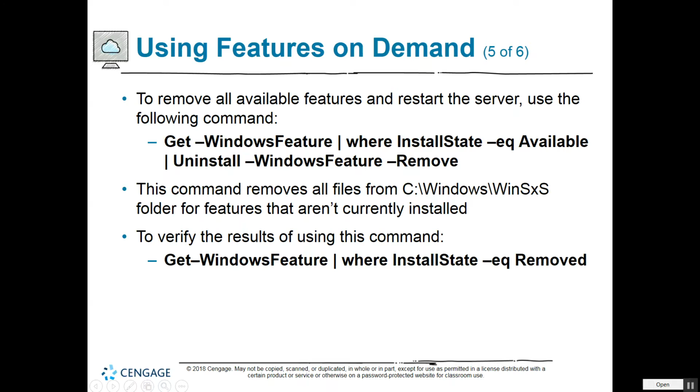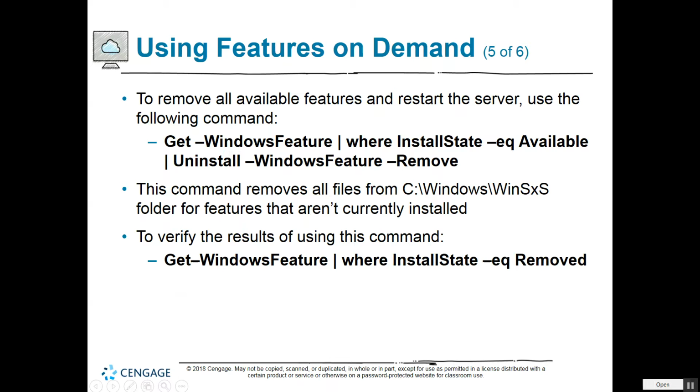Now, to remove all features and restart the server, use the following command. It's a cmdlet. There's a verb followed by a noun. So that's a cmdlet. Get-WindowsFeature where InstallState is equivalent to Available, then Uninstall-WindowsFeature with Remove. That command removes all files from the WinSxS folder for features that aren't currently installed.